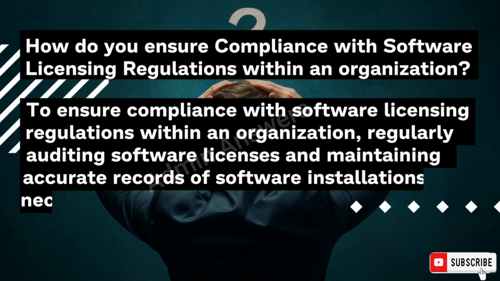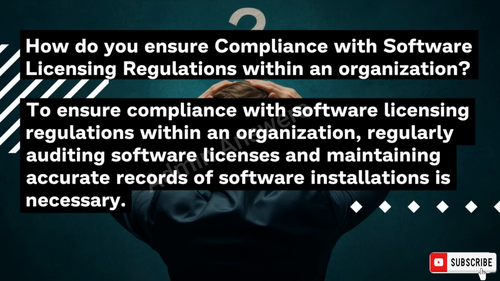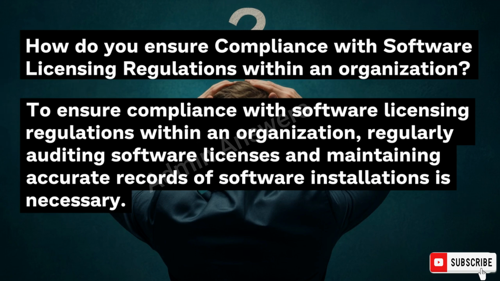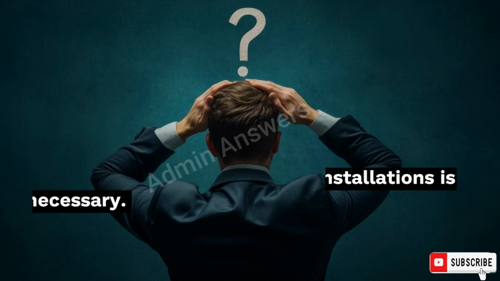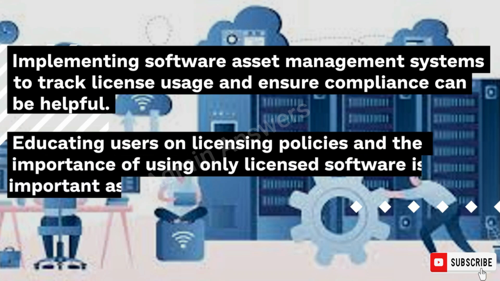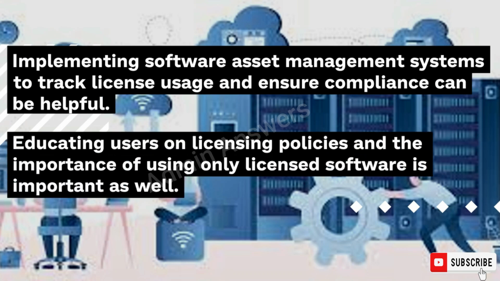How do you ensure compliance with software licensing regulations within an organization? To ensure compliance with software licensing regulations within an organization, regularly auditing software licenses and maintaining accurate records of software installations is necessary. Implementing software asset management systems to track license usage and ensure compliance can be helpful.